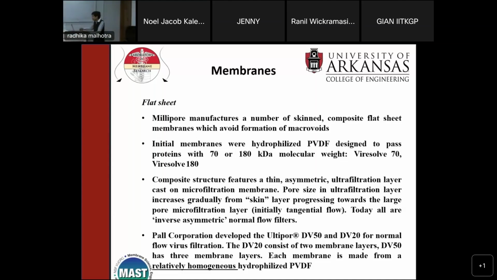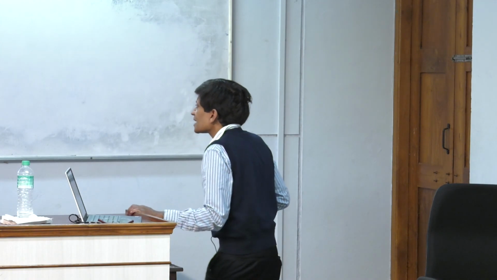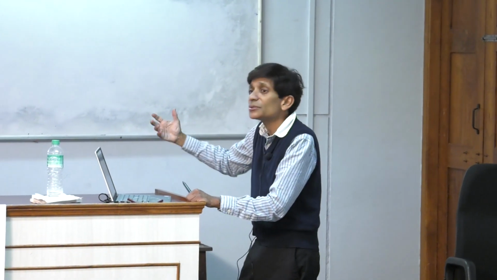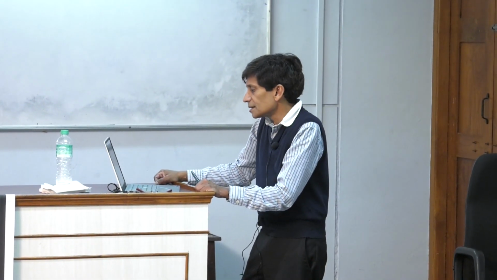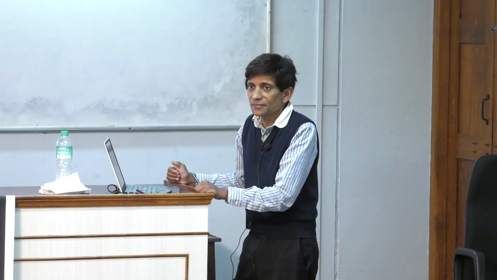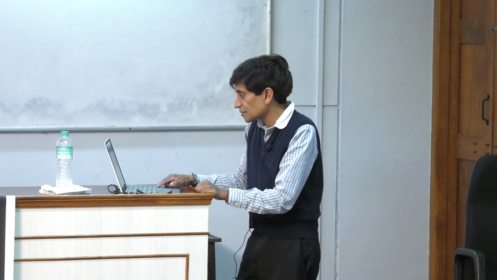Pall developed a slightly different type of membrane. Part of it was to avoid Millipore patents. So they actually used a symmetric membrane. It's the same idea. You still have a support structure and a barrier layer, but instead of the support structure being asymmetric, the support structure is symmetric, okay? It's not exactly symmetric, but it's more symmetric. And so they have these membranes called DV50 and DV20. DV50 was for retrovirus, DV20 for parvovirus, okay? And they're normal flow filters and consist of different layers. You have multiple layers of these membranes, okay? And they were made from PVDF, okay, hydrophilized PVDF.